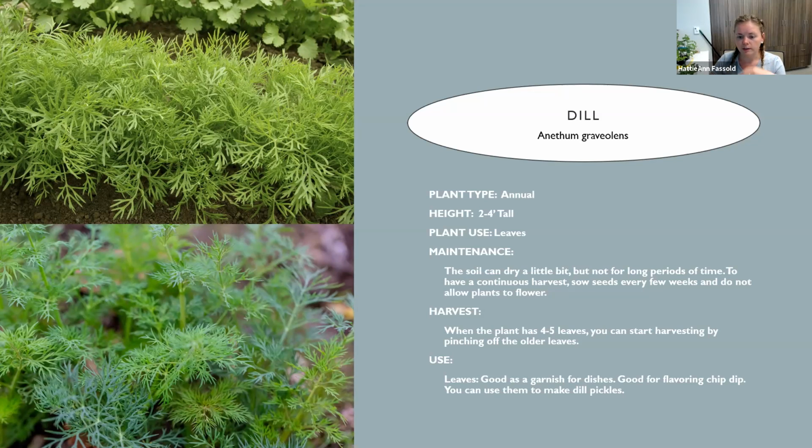To have a continuous harvest, you want to sow the seeds every few weeks, and you don't want the plants to flower again, so you don't want it to bolt. When the plant has 4 to 5 leaves, you can start harvesting by pinching off the older leaves. So you'll just want to pinch the leaves that are the oldest ones, and that'll continue the harvest. Dill is good as garnishes for dishes. It's good for flavoring chip dips. And then also if you have your own cucumbers and your own dill, you can make dill pickles. So that's kind of fun.